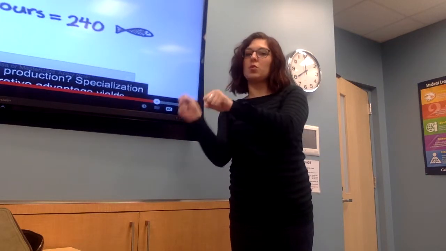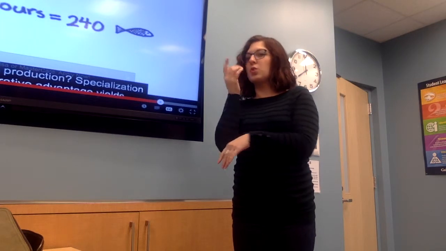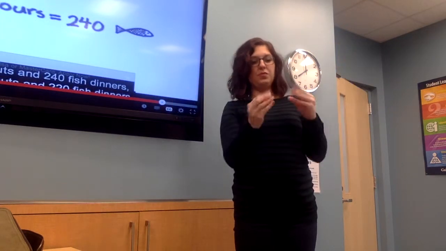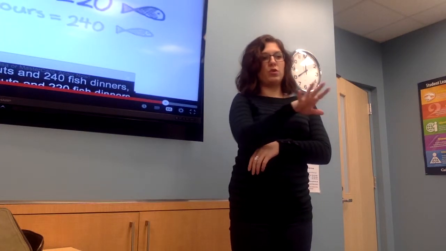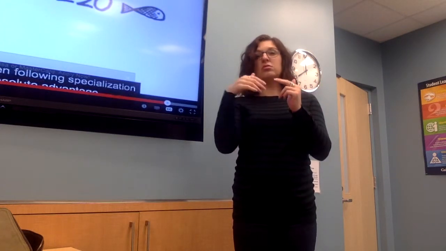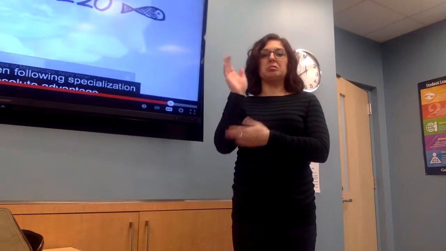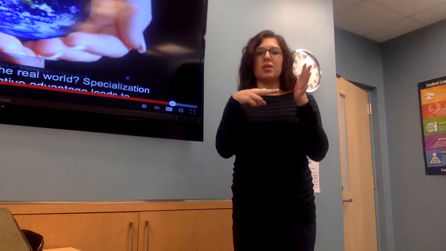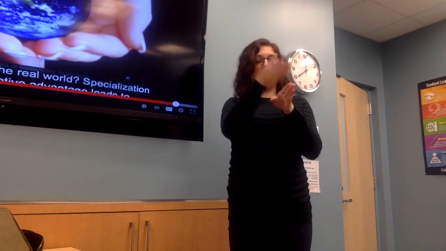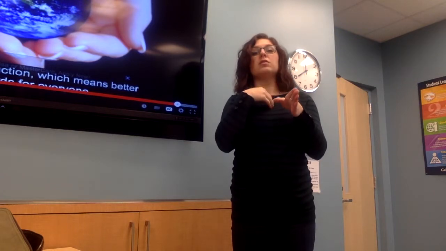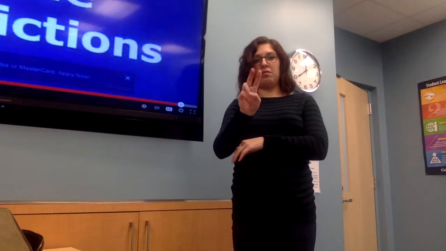What do you notice about total island production? Specialization according to comparative advantage yields total output of 100 huts and 240 fish dinners, compared to the 90 huts and 220 fish dinners that are produced when following specialization according to absolute advantage. What does this mean in the real world? Specialization according to comparative advantage leads to increased global production, which means better living standards for everyone. Next time, trade restrictions.